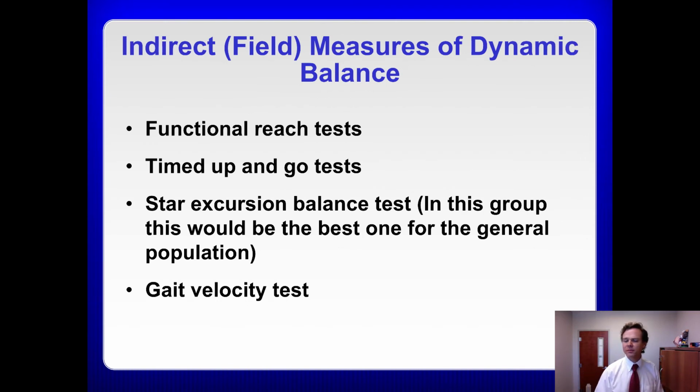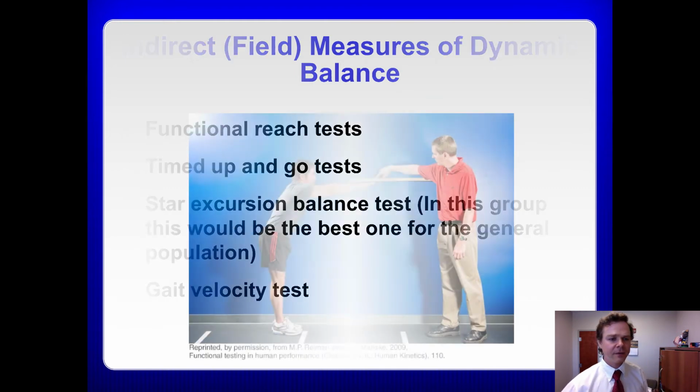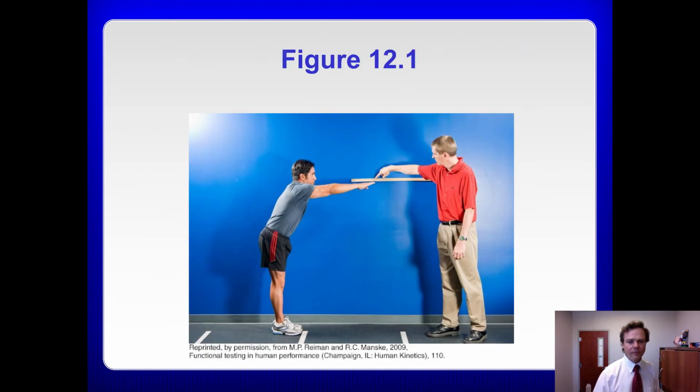Indirect measures, and there are going to be a couple of pictures coming up. The functional reach test, the timed get up and go, the star excursion, gait velocity. So this is the reach test. You stand and you bend forward, and they see how far you can bend forward.